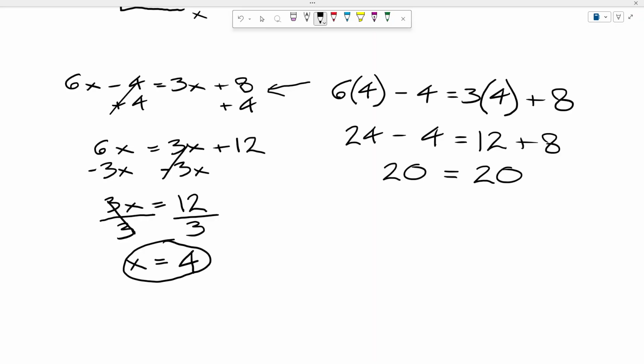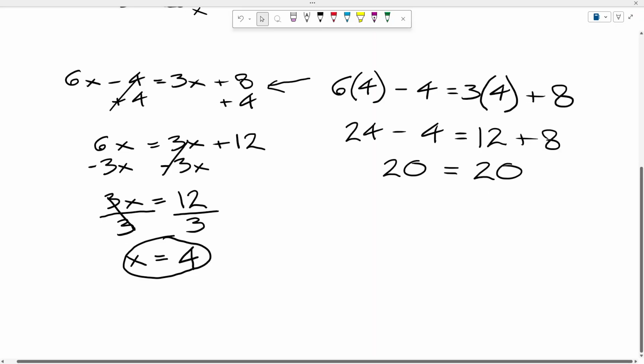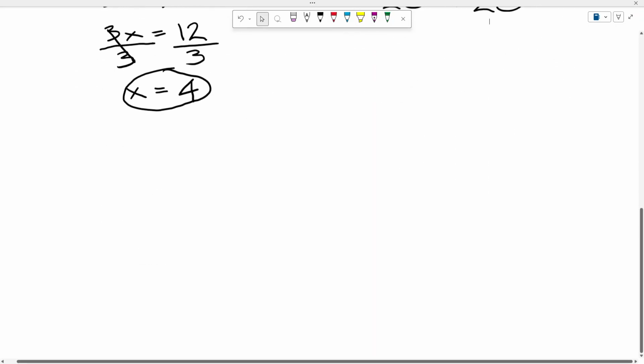So now let's do one more on the linear side. Let's do one more example. Let's do just a slightly different one so you can see something a little different at least.